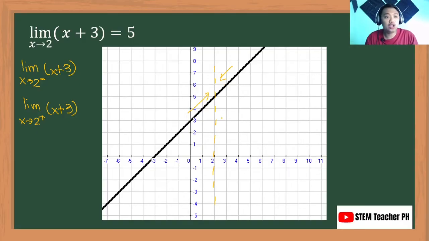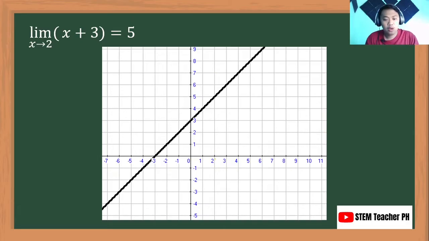Para makuha natin yung limit ng function, dapat yung value as we approach from the left ay pareho dun sa value ng limit as we approach from the right. Kung titignan natin yung ating graph, babalikan natin. We are approaching 2 from the left muna. Kung titignan natin, habang papalapit tayo ng papalapit kay 2, dito naman sa graph natin, papalapit din tayo ng papalapit sa value ng y natin which is equal to 5.